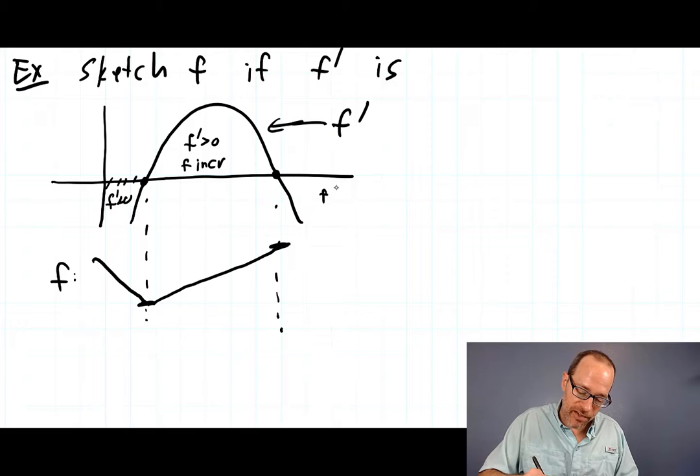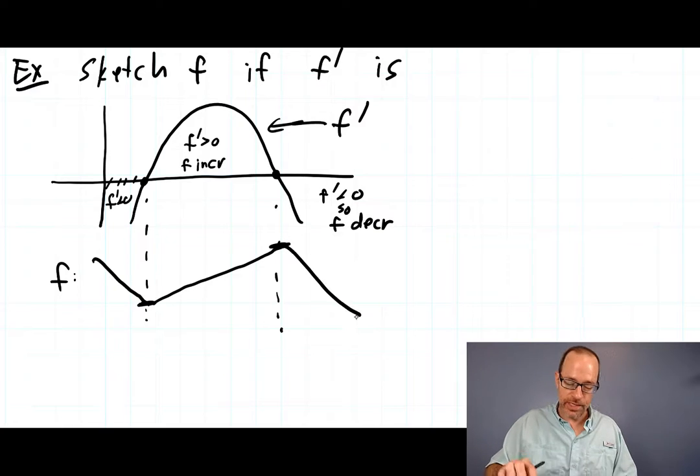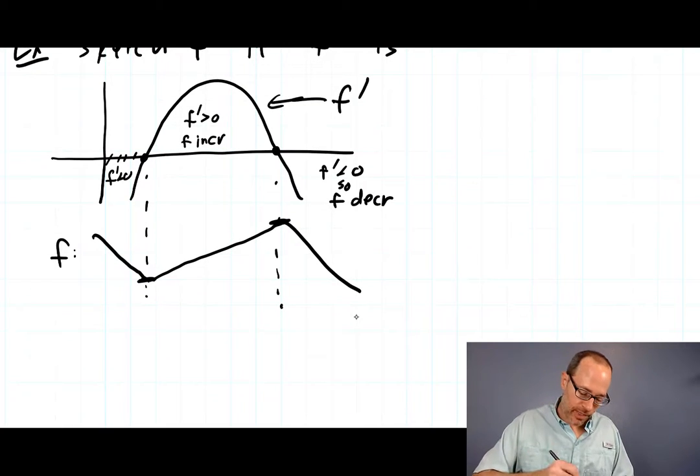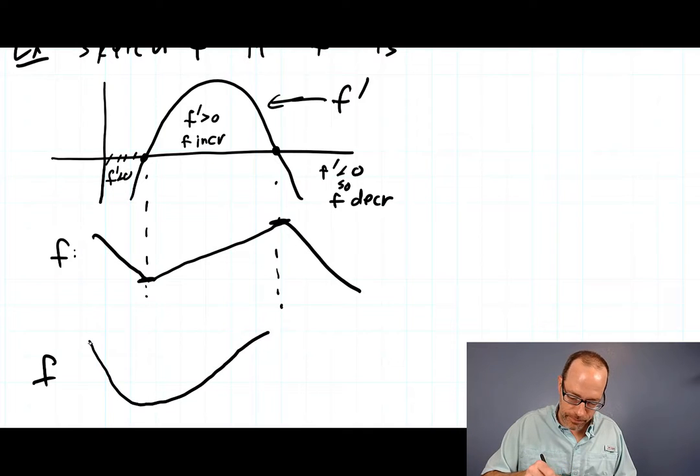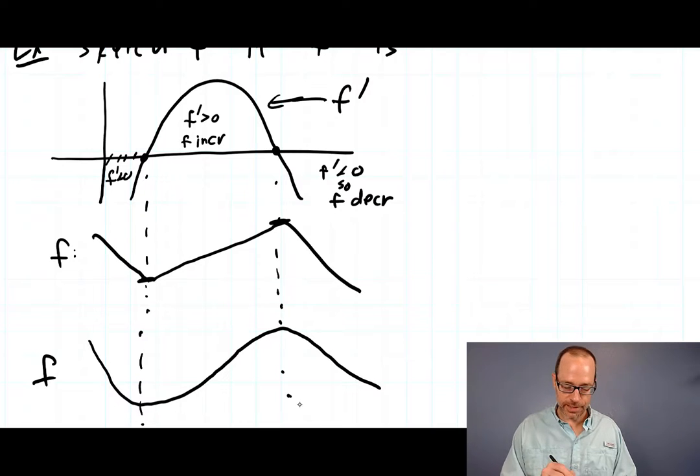And down here, f prime is negative again. So f has to be decreasing. So that means f has to be going down. Now we just need to smooth that out a little bit, and it looks something like this. Okay? So that's a rough sketch of f.